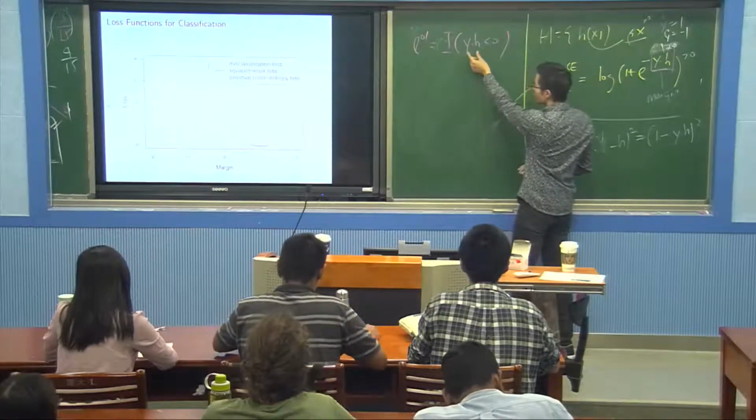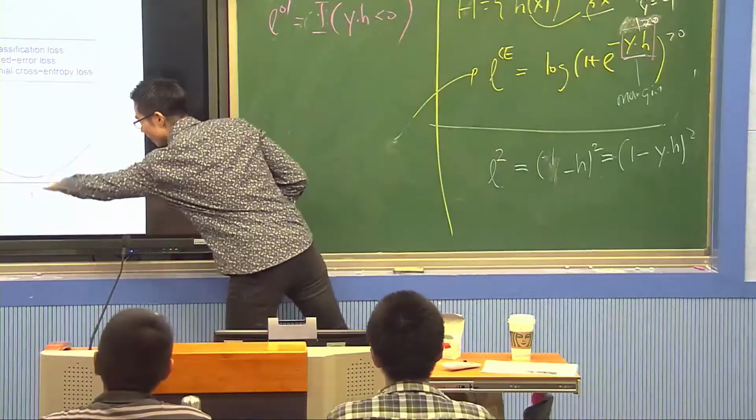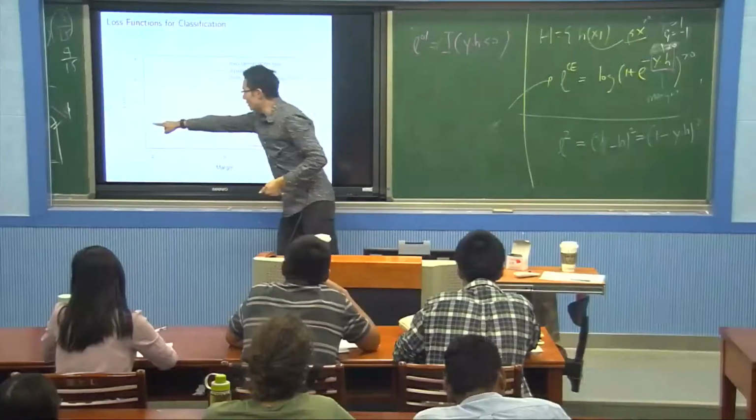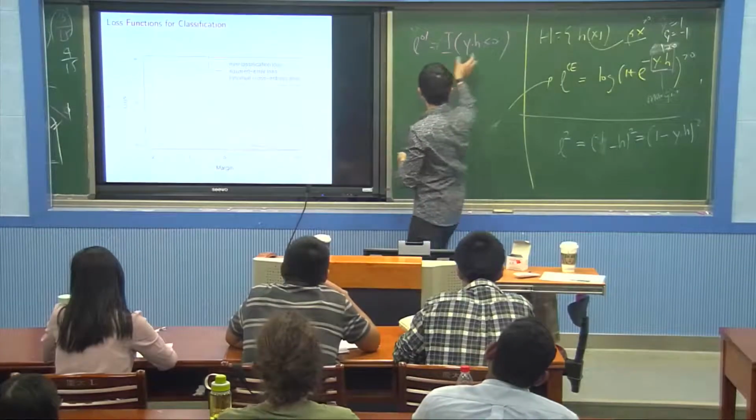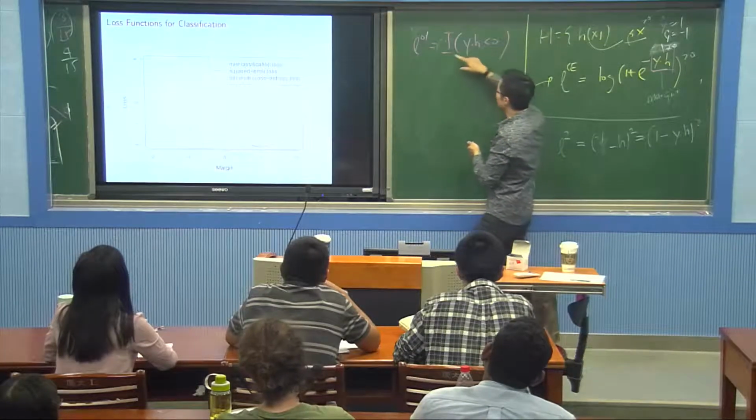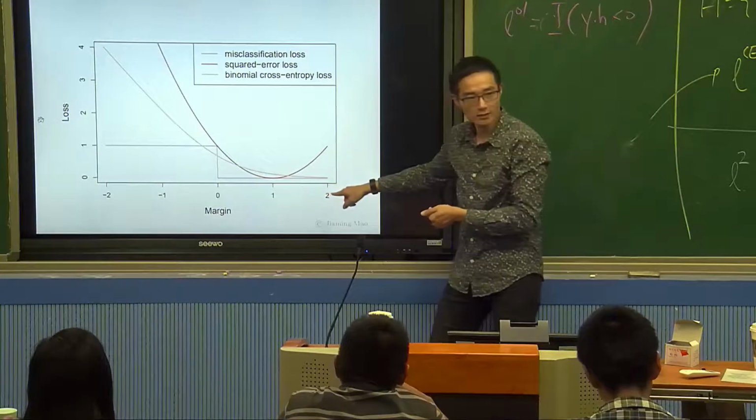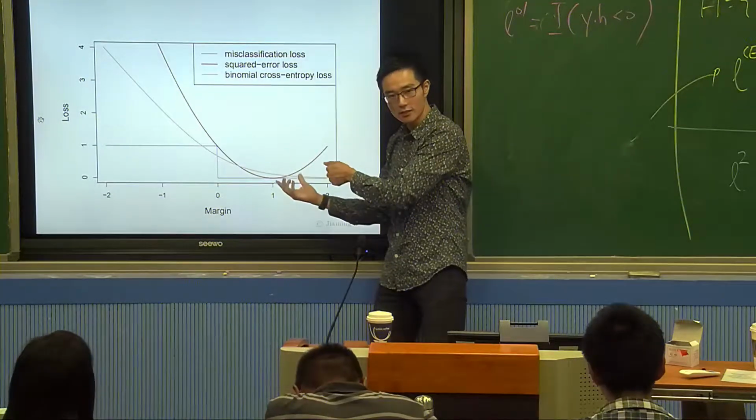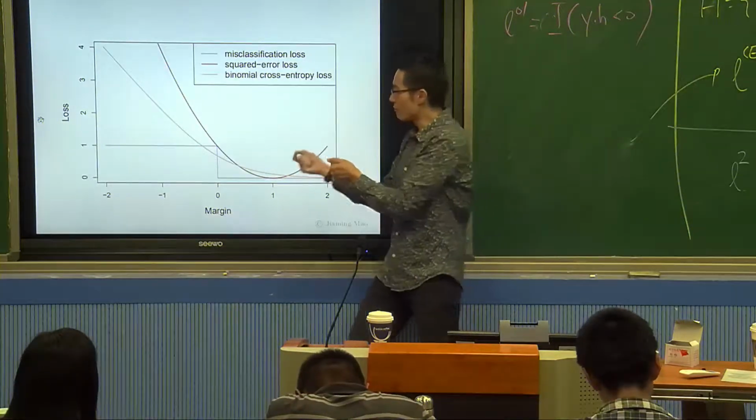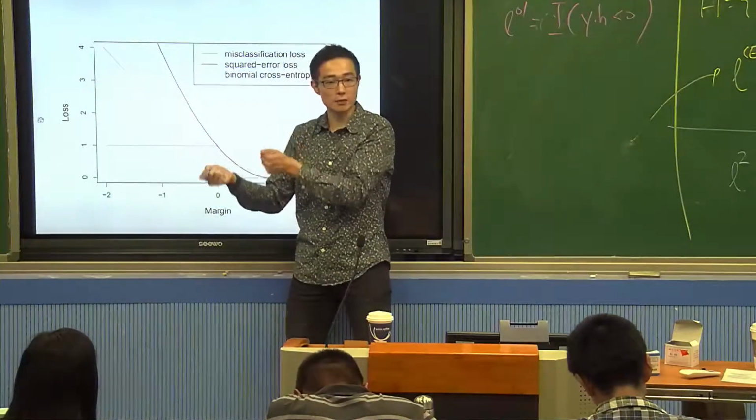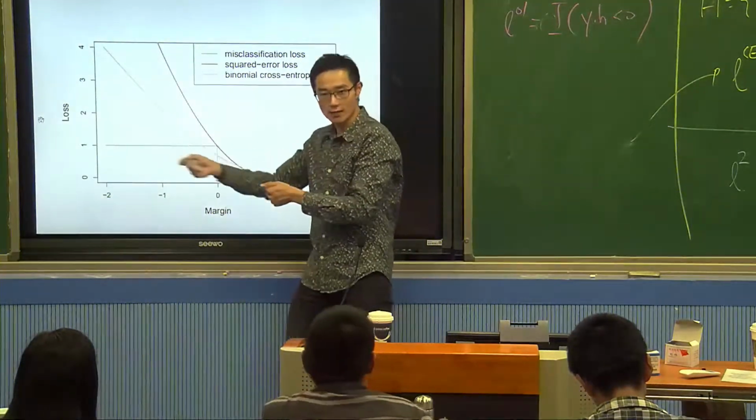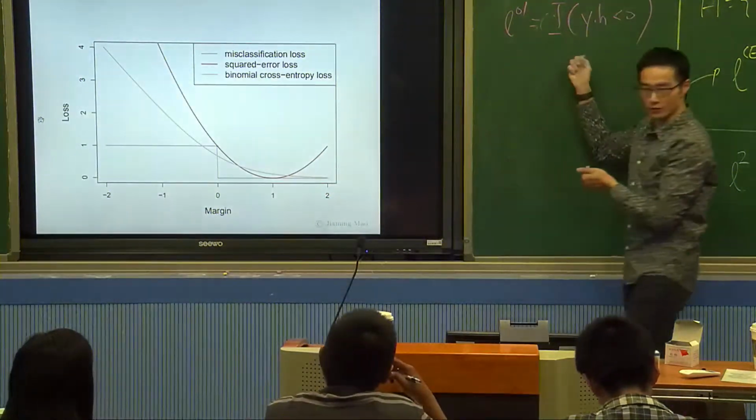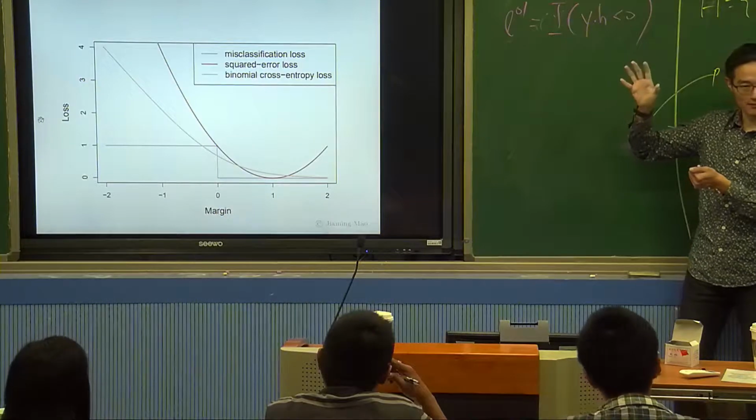You can see that the x-axis is the margin. If the margin is smaller than 0, this loss function is equal to 1. When this margin is larger than 0, this loss function is equal to 0. Does it make sense? Yes, because if the margin is positive, our classification is correct. If the margin is negative, our classification is incorrect. So whenever we're incorrect, our loss is 1. Whenever we're correct, our loss is 0. That's the 0-1 loss function, and that's what the perceptron uses.